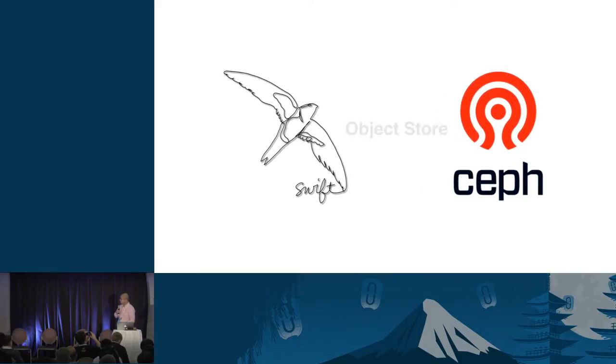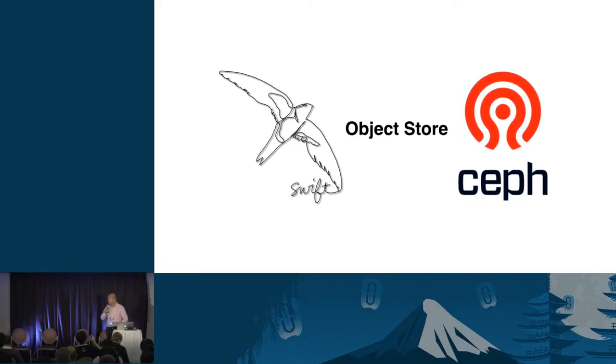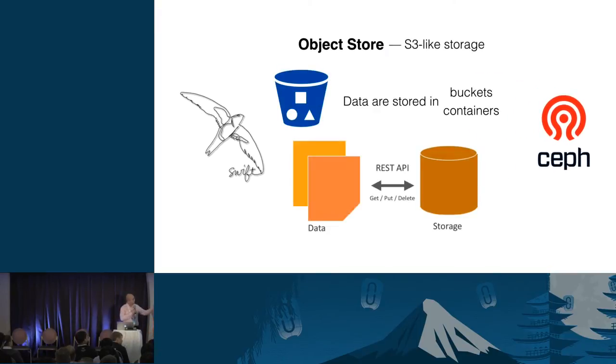But today we want to talk about object store. First of all, what is object store? Ceph is based on RADOS, Reliable Autonomic Distributed Object Store, but that object store is not what we are talking about today. The object store we are talking about today is object store service. It is S3-like storage, Amazon S3-like storage.